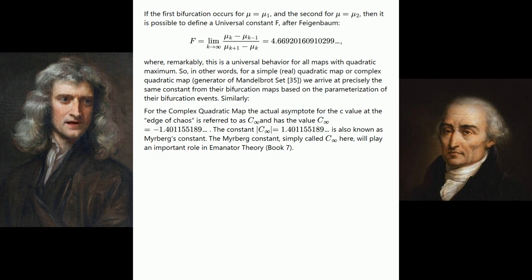Similarly, for the complex quadratic map, the actual asymptote for the C value at the edge of chaos is referred to as C sub infinity and has the value C sub infinity equals negative 1.401155189. The absolute value of C sub infinity, 1.401155189, is also known as Myrberg's constant. The Myrberg constant, simply called C sub infinity here, will play an important role in emanator theory, Book 7.